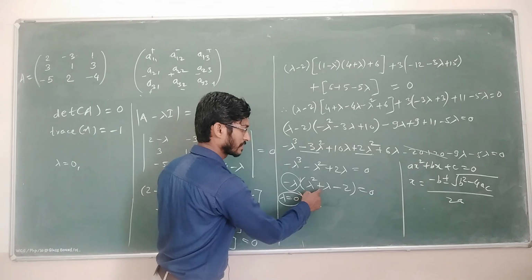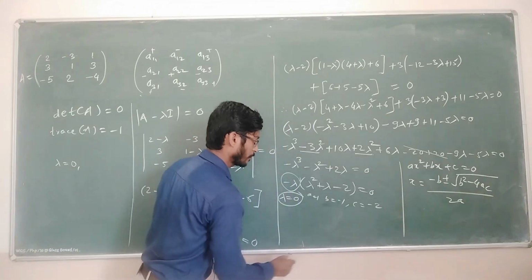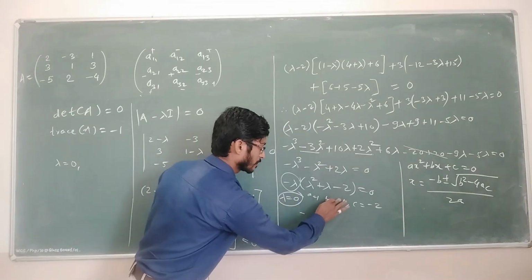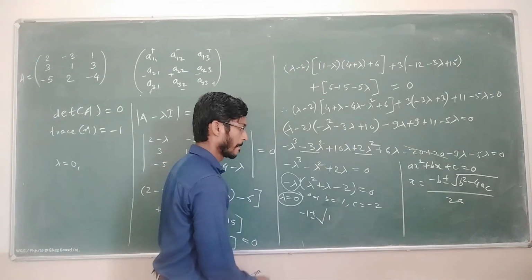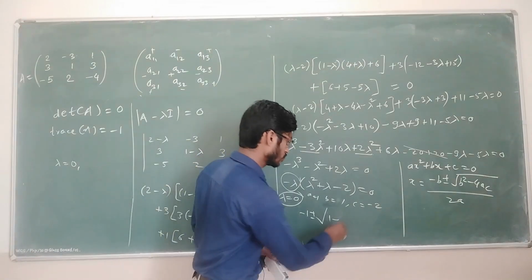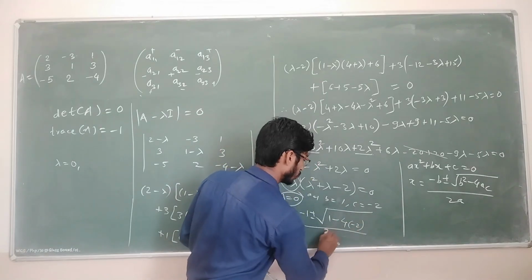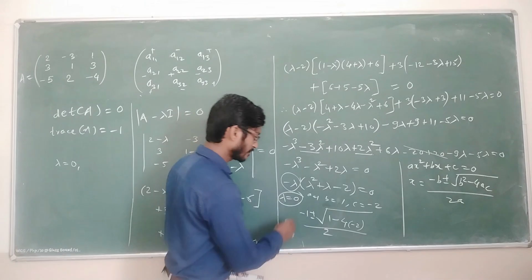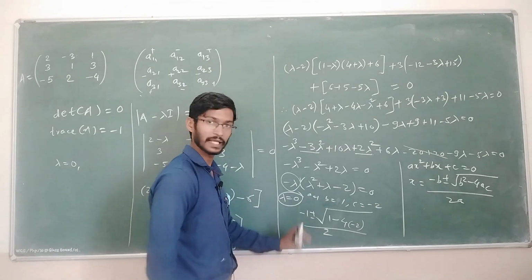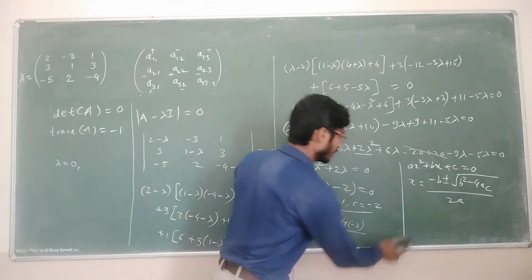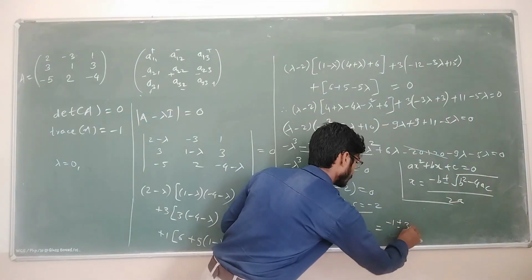Here a equal to 1, b equal to minus 1, and c equal to minus 2. So if I put here minus b, minus b is plus 1, plus or minus square root of b square is 1, minus 4 into a, which is 1, and c, which is minus 2, divided by 2 into a, which is 1. Now this will become 1 plus 8, because 4 into 2 is 8. So 8 plus 1 is 9, square root is 3. So I will get minus b, 1, plus or minus 3 upon 2.